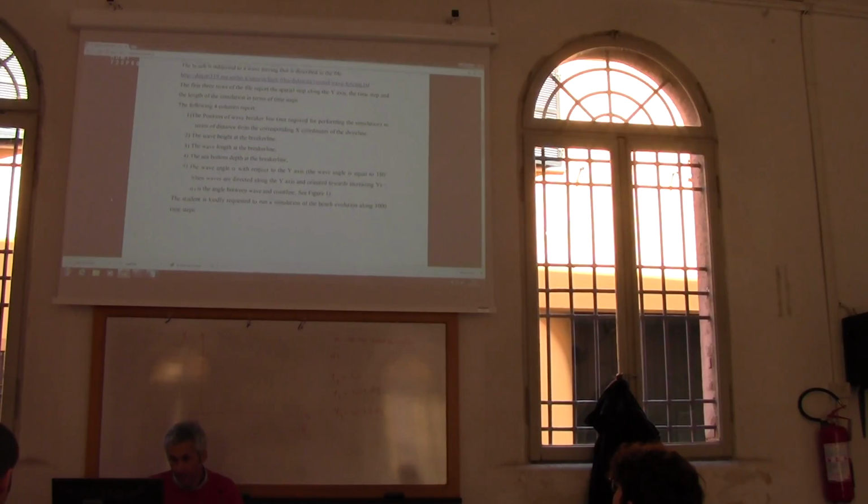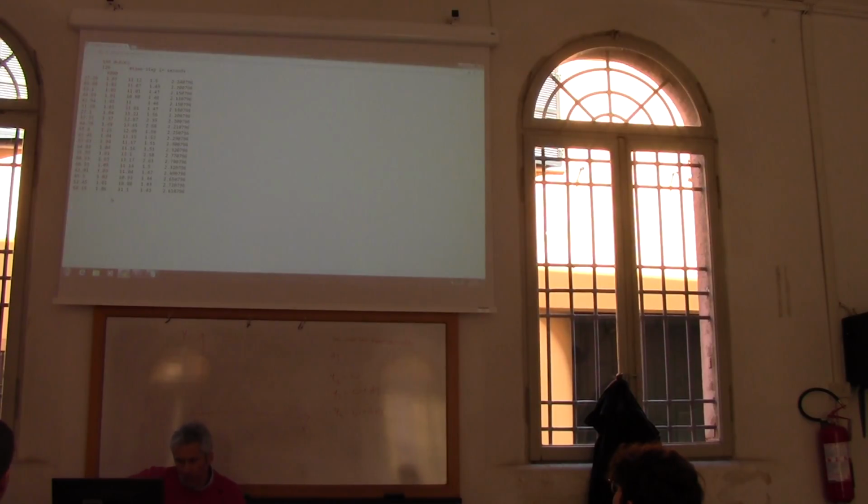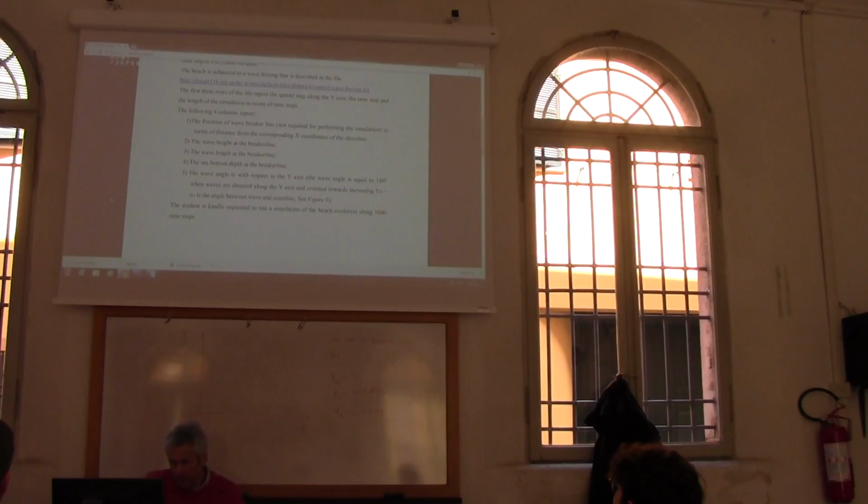Okay. 4 or 5 columns. They are 5. Okay. Here there is an imprecision. This should be 5. Okay, I need to change it. Position of wave breaker line.